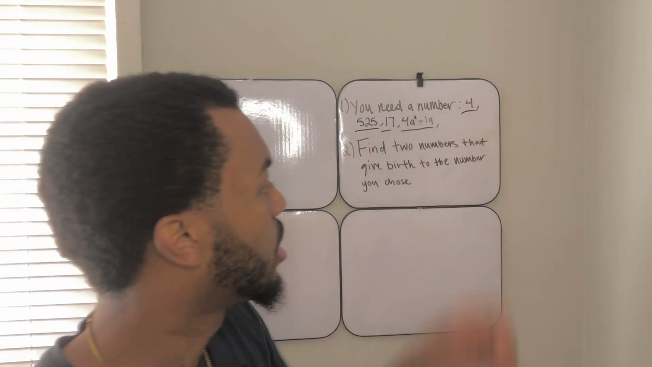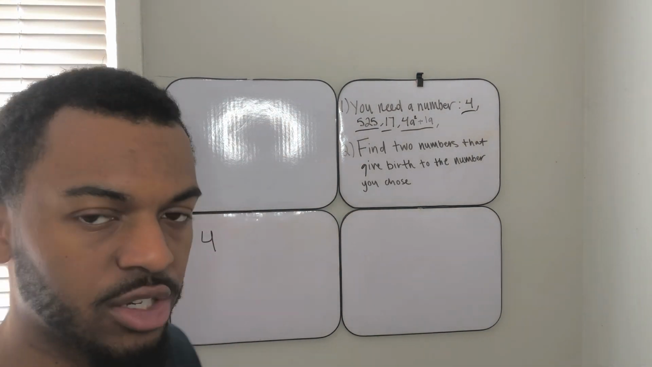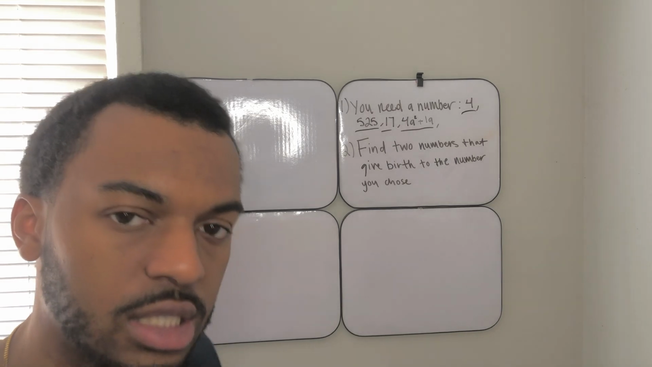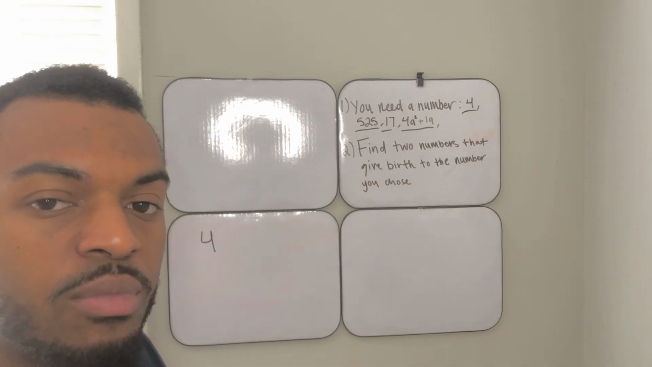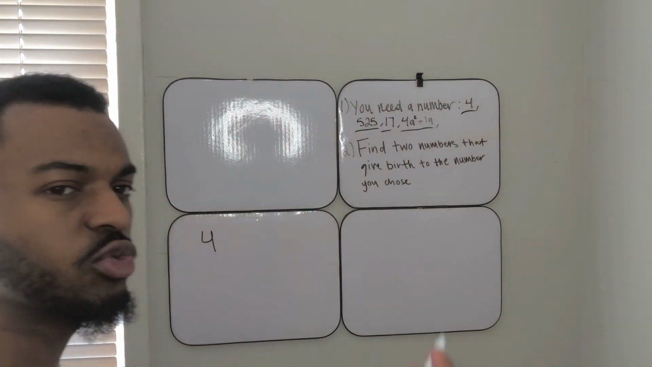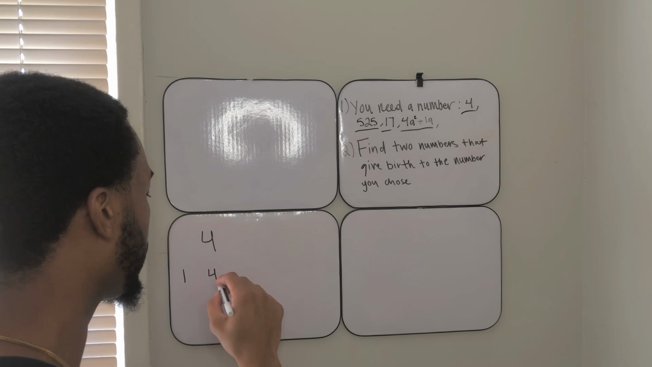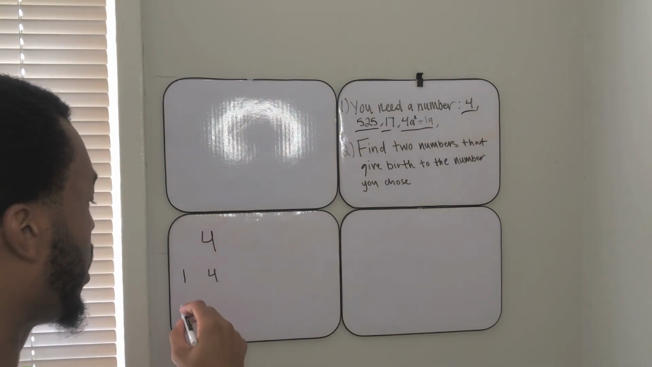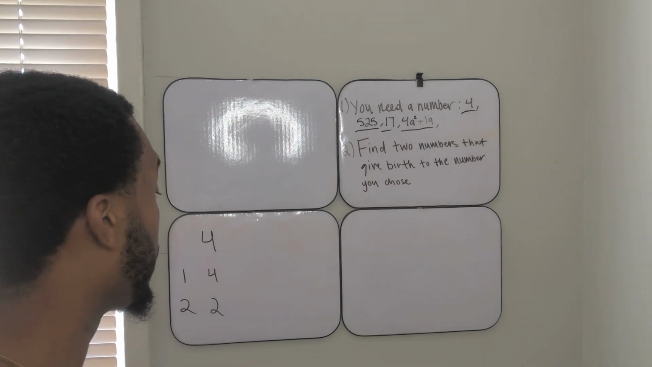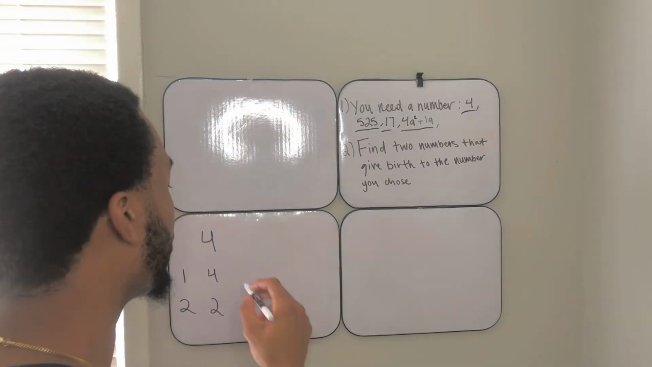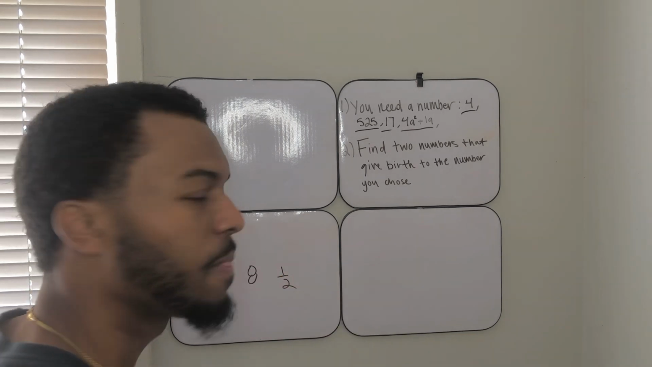So for example, let's take the number 4 and let's factor it. Let's see what two numbers can give birth to this right here. And it's real simple. You can have 1 times 4. That's a way to do it. You can do 2 times 2. And you can do something like this too. You can do 8 times 1/2. You know what I'm saying?